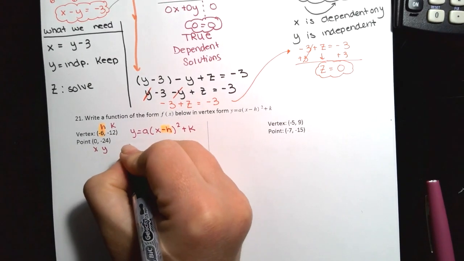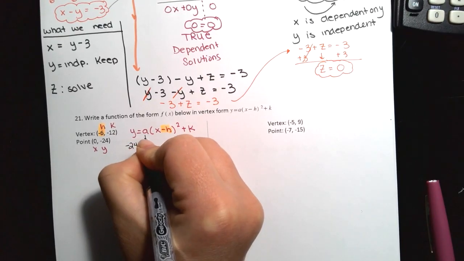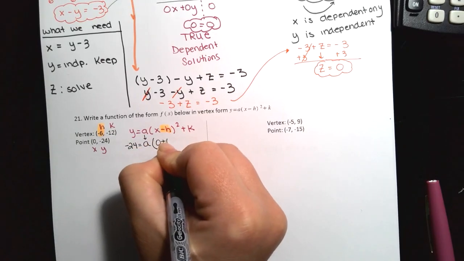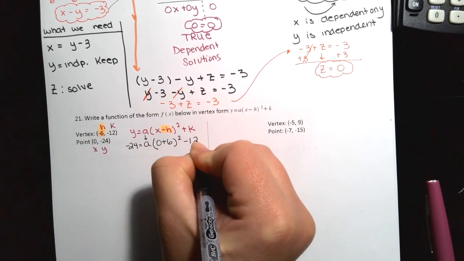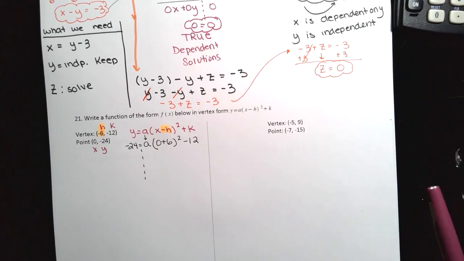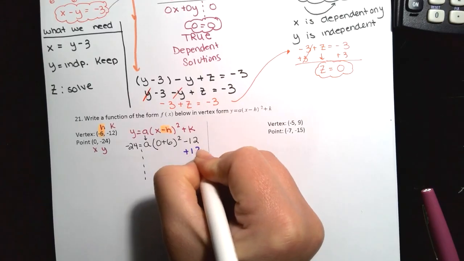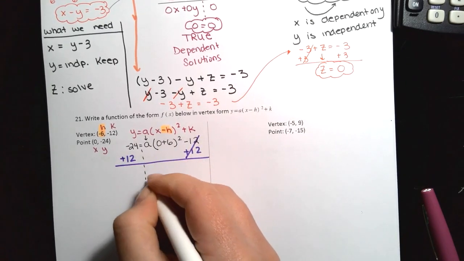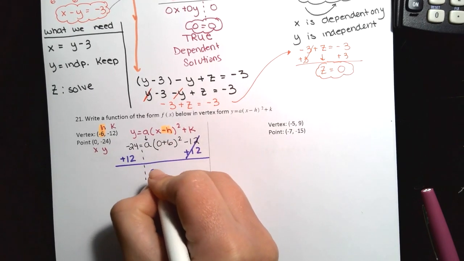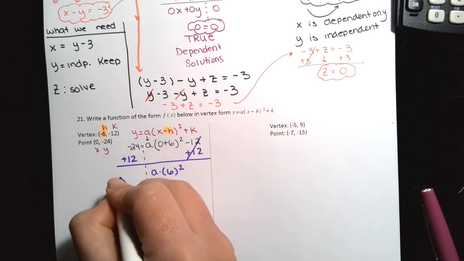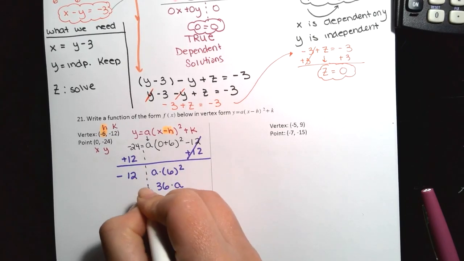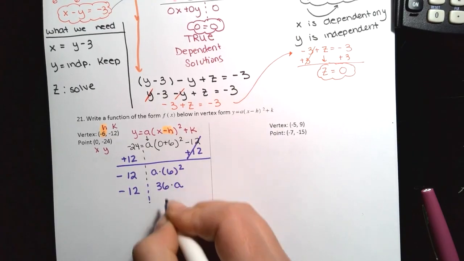Y is -24. A is unknown, so we keep it. X was 0. I see a -6, I write a +6. Square it, K was -12. Be careful here. A lot of times we combine things that shouldn't be combined. So you're going to remove this K value first by adding 12 to both sides. This prevents you from adding things that cannot be added. Next, we got a times 6 squared here. We got -12 on the other side. We got 36 times a. You can rearrange it if you want, or you can keep it. But I did square 6.